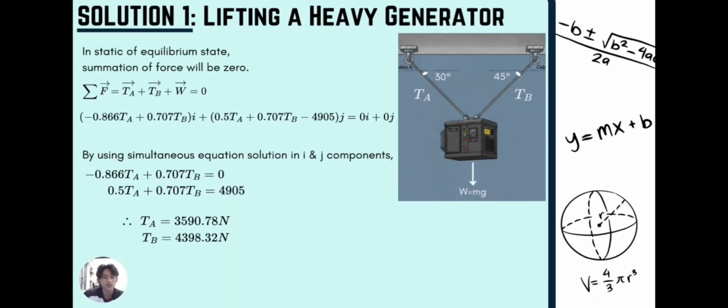Okay, next, in a state of equilibrium, the summation of force will be 0. So we have the formula here. Then we just substitute the formula into the summation. Then by using simultaneous equations, solving the i and j components, we will get these two equations. After that, we can determine tension A and tension B, which is tension A equal to 3,590.78 Newton and tension B is 4,398.32 Newton.